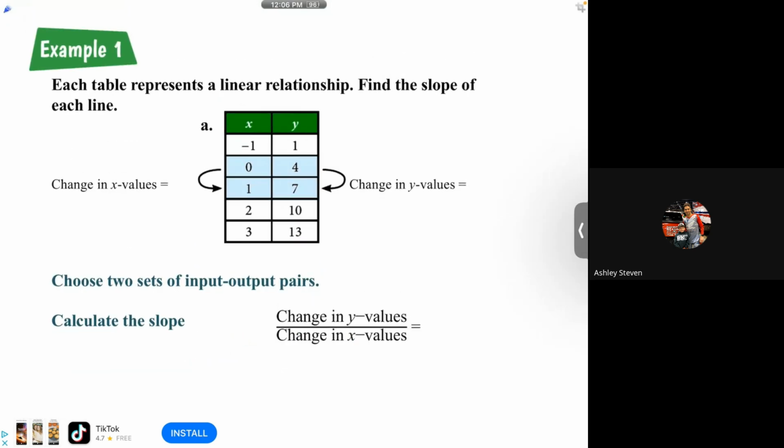Ask questions. Each table represents a linear relationship. Find the slope of each line. What does a linear relationship mean? Remember what I told you your line would always look like on a graph? Not a triangle. It would be a straight line. If it's a linear line, it's a straight line.